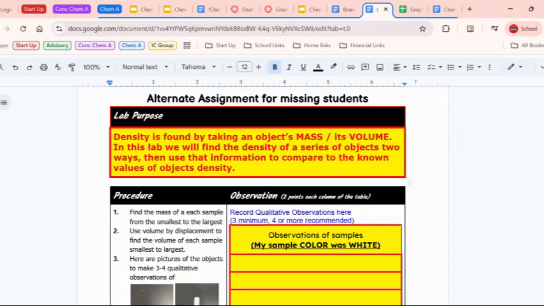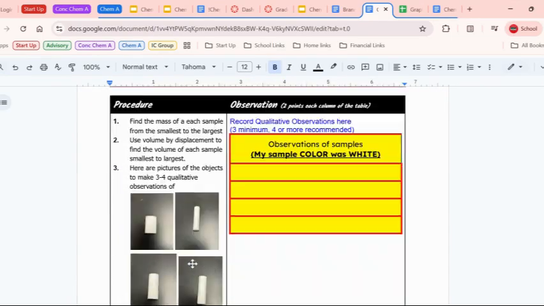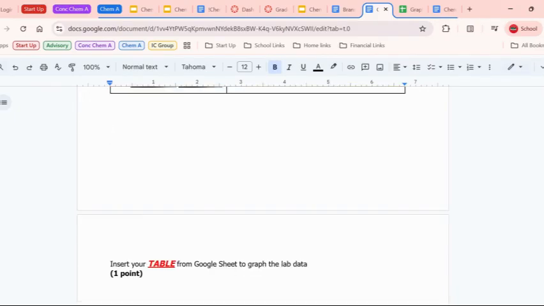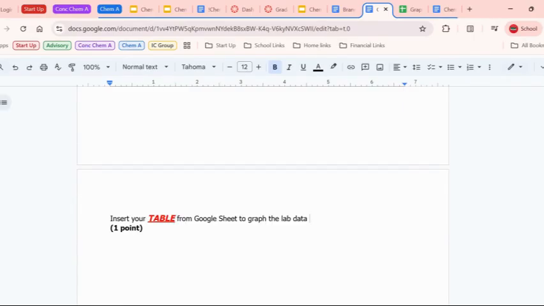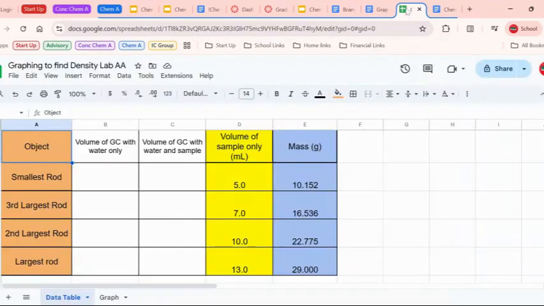First thing you need to do, ladies and gentlemen, is you need to make observations of these samples based on the pictures here. I know that's not the easiest thing to do, but you need to make 3 observations of them. When you are done with that, ladies and gentlemen, you are going to insert a data table. The data table is already done for you. So if you go to the Google Sheet that I gave you with the lab, you will find this Google Sheet data table for you.